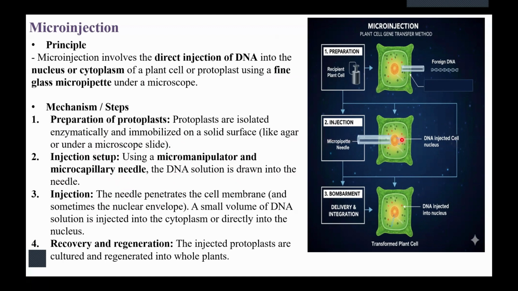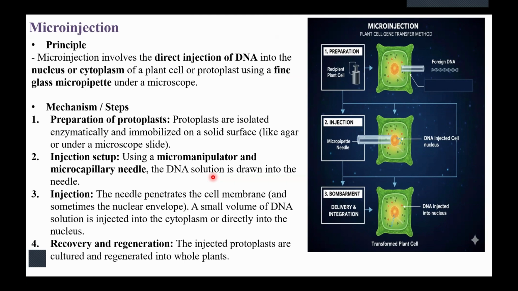Next, we're going to start the injection. In the injection process, we're going to take the ultra thin micropipette needle into the cell through the cell wall. Here we have removed the cell wall. So we're going to move it through the plasma membrane and go into the nucleus or the cytoplasm and release the DNA. The DNA that has been released will now be integrated into the host DNA.